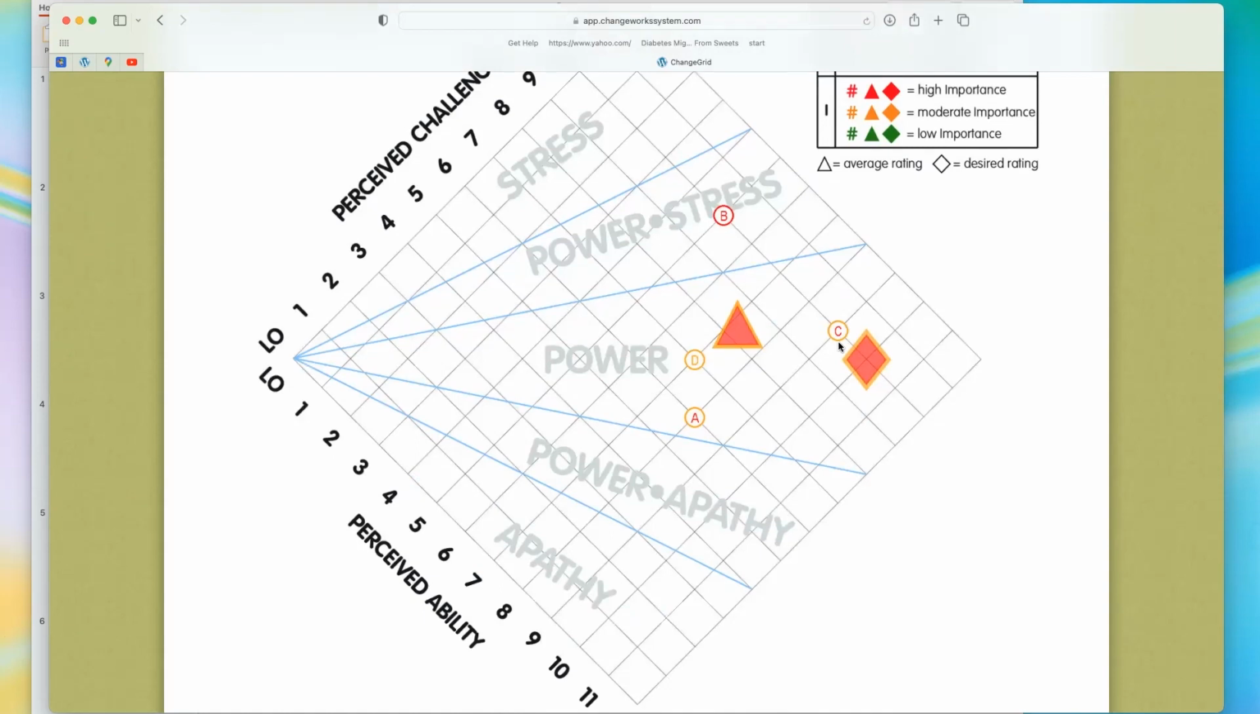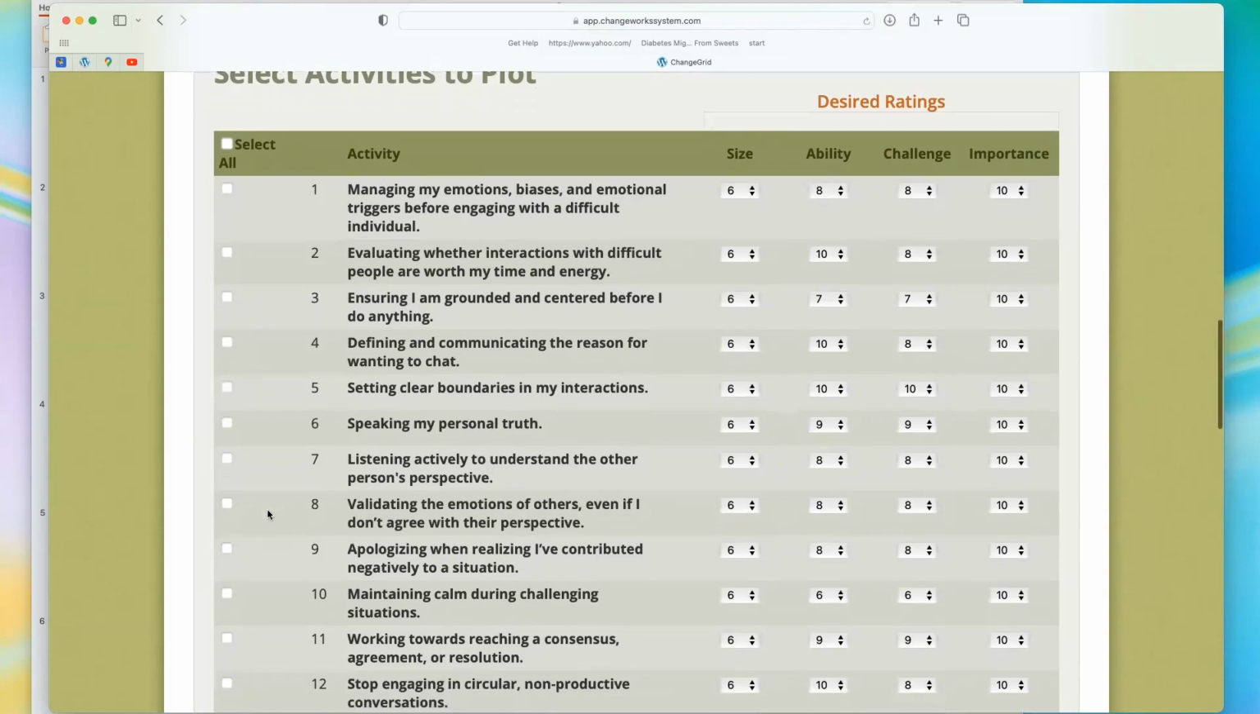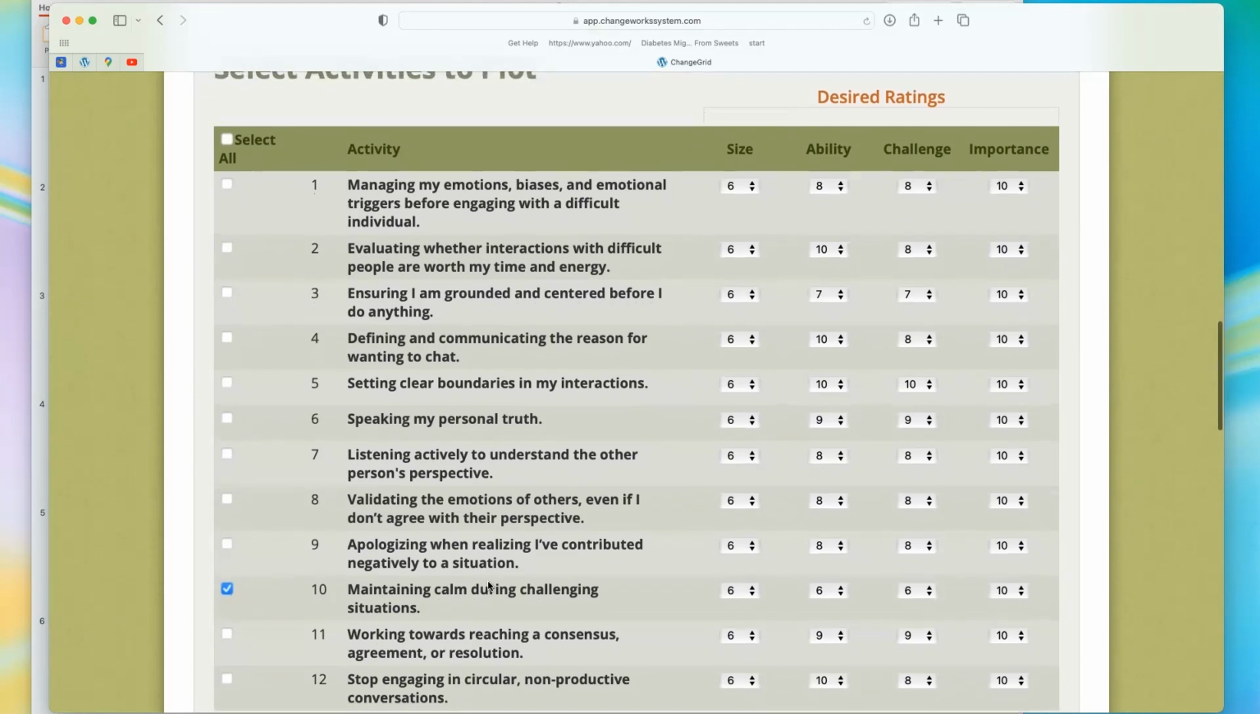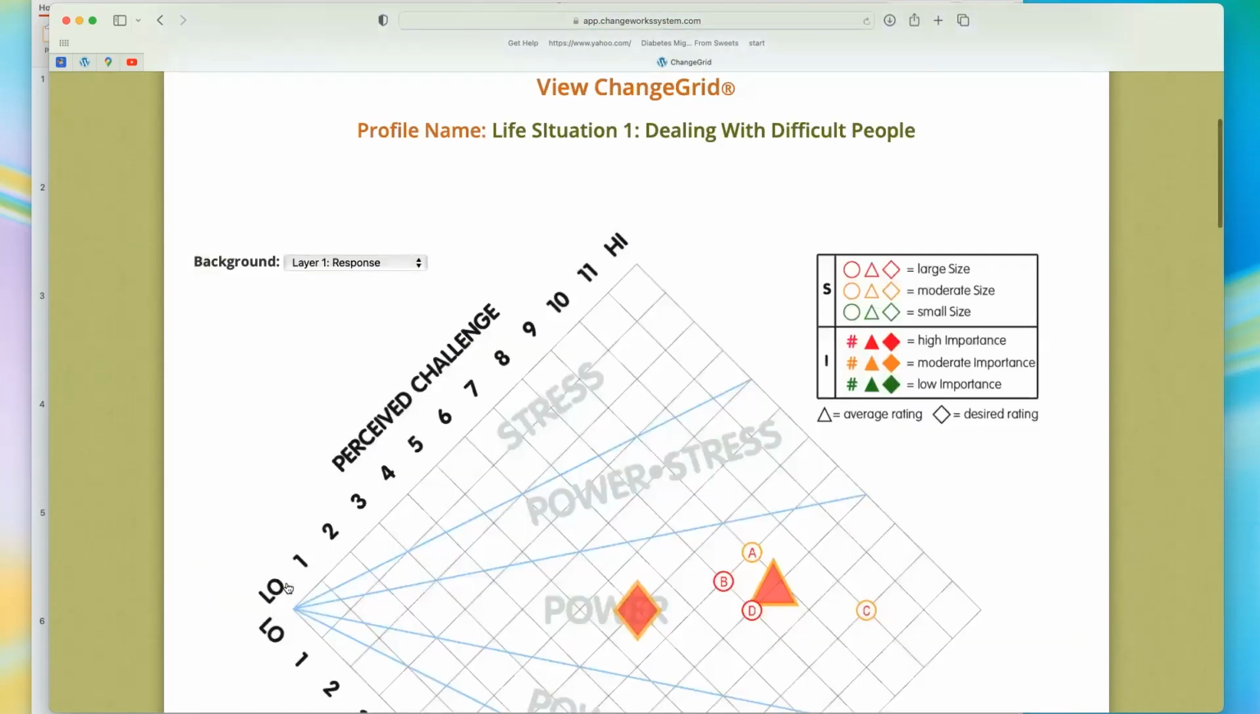Can you read that, what we're addressing, this statement again? Oh, this particular one was about setting clear boundaries in my interactions. Okay. Setting clear boundaries in my interactions. I'll throw another one up just for the fun of it. I know we're at the top of the hour, but if I said maintaining calm in challenging situations, let's see what the change grid looks like for that one.